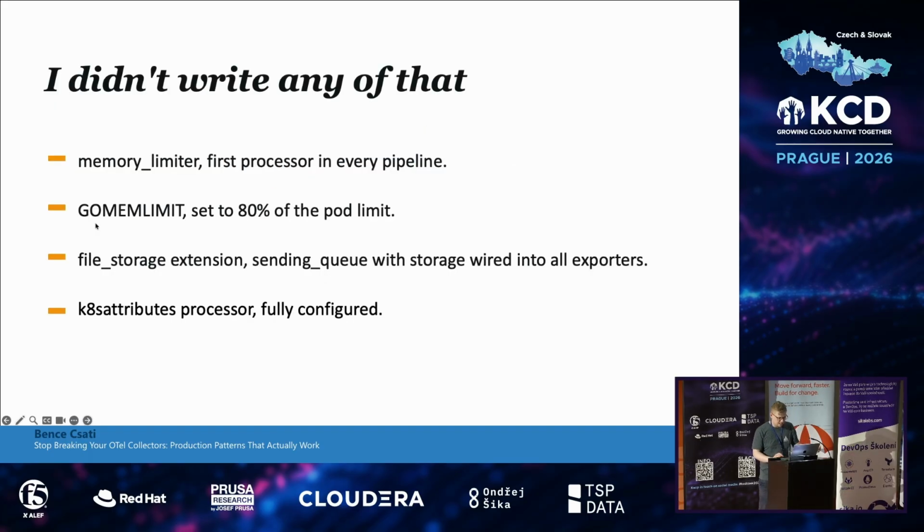So as you've seen in that config, I didn't write any of that. The memory limiter was the first processor in every pipeline. The GOMEMLIMIT was set to 80% of the pod limit, that's calculated every time that you basically change your configuration. The file storage extension was part of the receiver side and also the exporter side as well. You had sending queues filled up for all the exporters, Kubernetes attributes fully configured, and you wrote only 50 lines of YAML. So life is great with the telemetry controller.